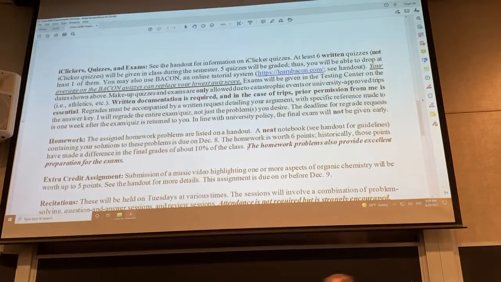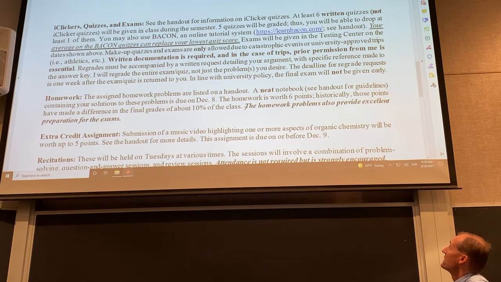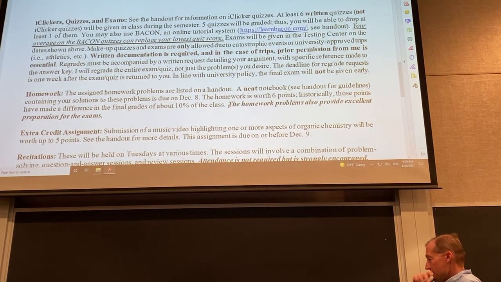Okay, we've already discussed most of the topics in this section of the syllabus: iClickers, quizzes, and exams. One thing I will mention is there is a system called BACON, stands for Biology and Chemistry Online Notes. It is an online tutorial system tied to some of the topics we will cover this semester, and there are some quizzes associated with that. This provides you another way to replace a low quiz score. So it is optional to participate in the BACON quizzes.